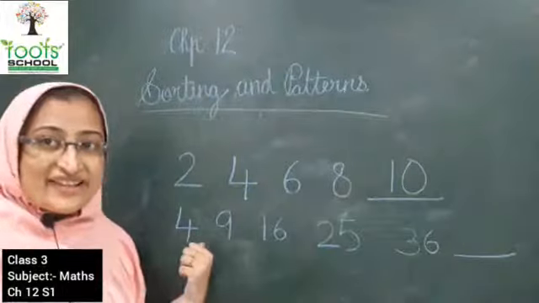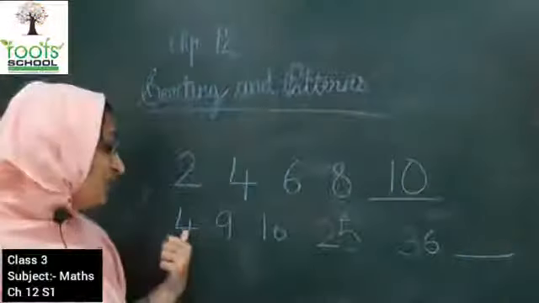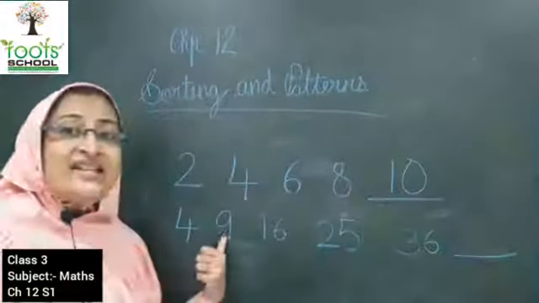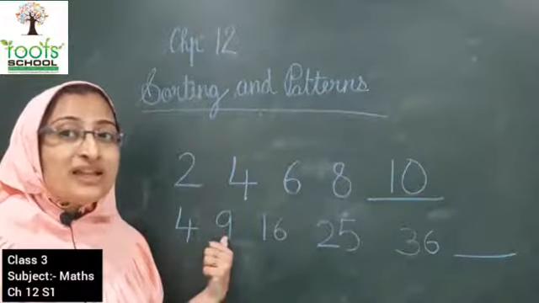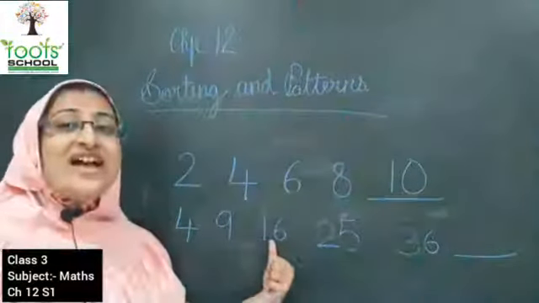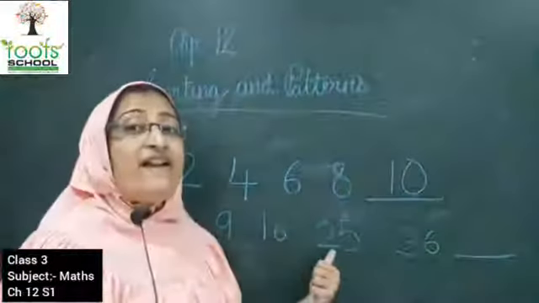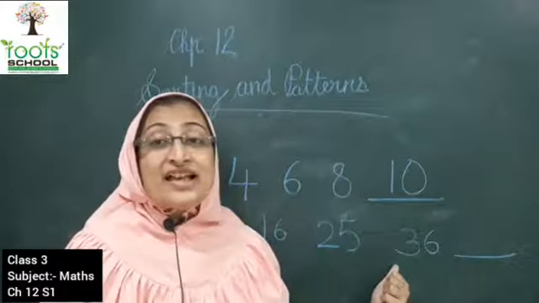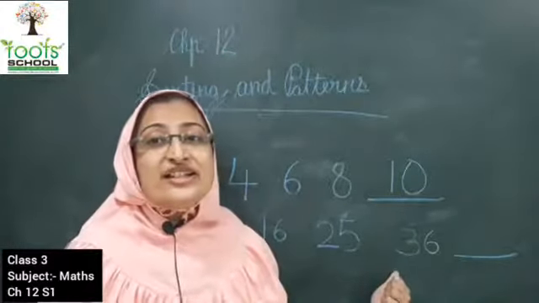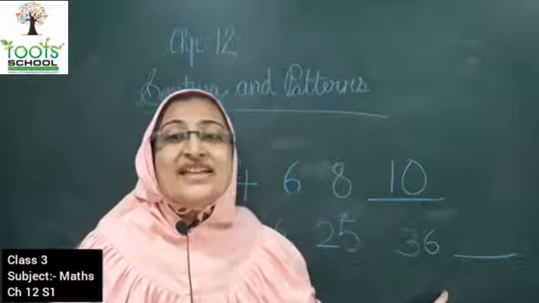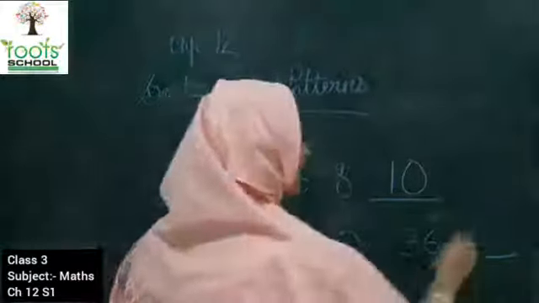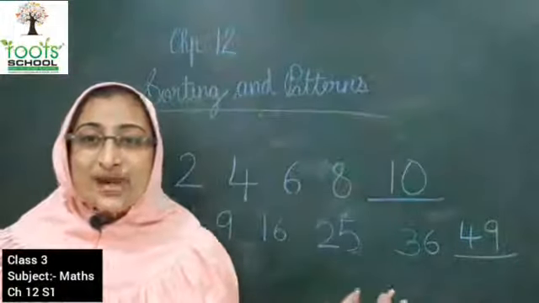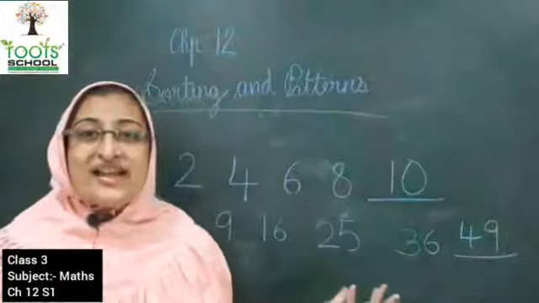You know counting? Yes. So this is 2 2s are 4. What will come after 2? 3. 3 3s are 9. What comes after 3? 4. 4 4s are 16. Very good. Then 5 5s are 25. 6 6s are 36. Which number comes after 6? 7. So what is your next number going to be? 7 7s are 49. So this is one more interesting pattern. I hope you have understood it.